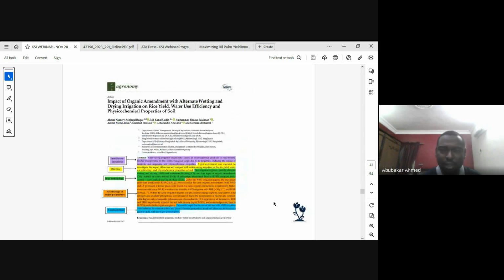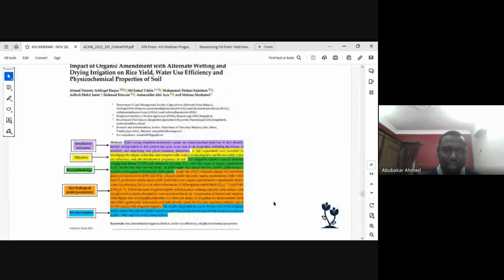Okay, this is another typical example by one of our friends, Ahmed Numeri, and also Associate Prof. Kamaluddin. So we see here the impact of organic amendment.